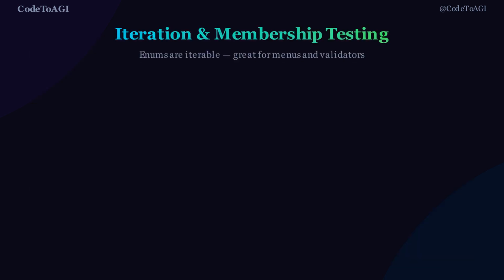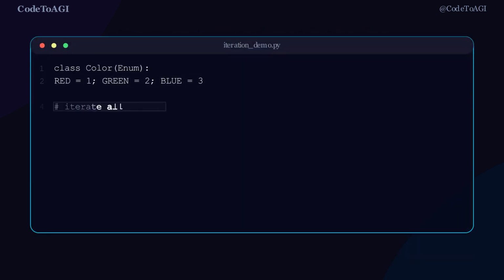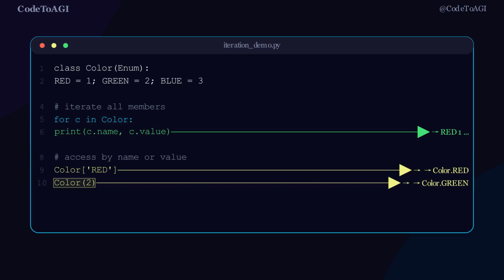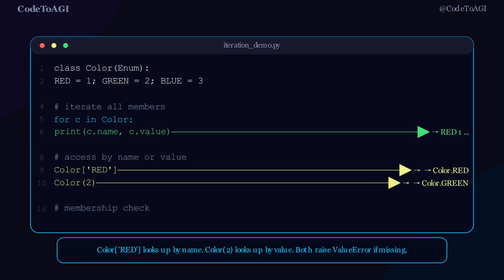Enums are iterable. for member in Color loops all members in order. Color.RED, access by name. Color(1), access by value. member in Color, membership check. Color._member_names_, list of all names. len(Color), count of members. These make enums great for menus, drop-downs, validators.